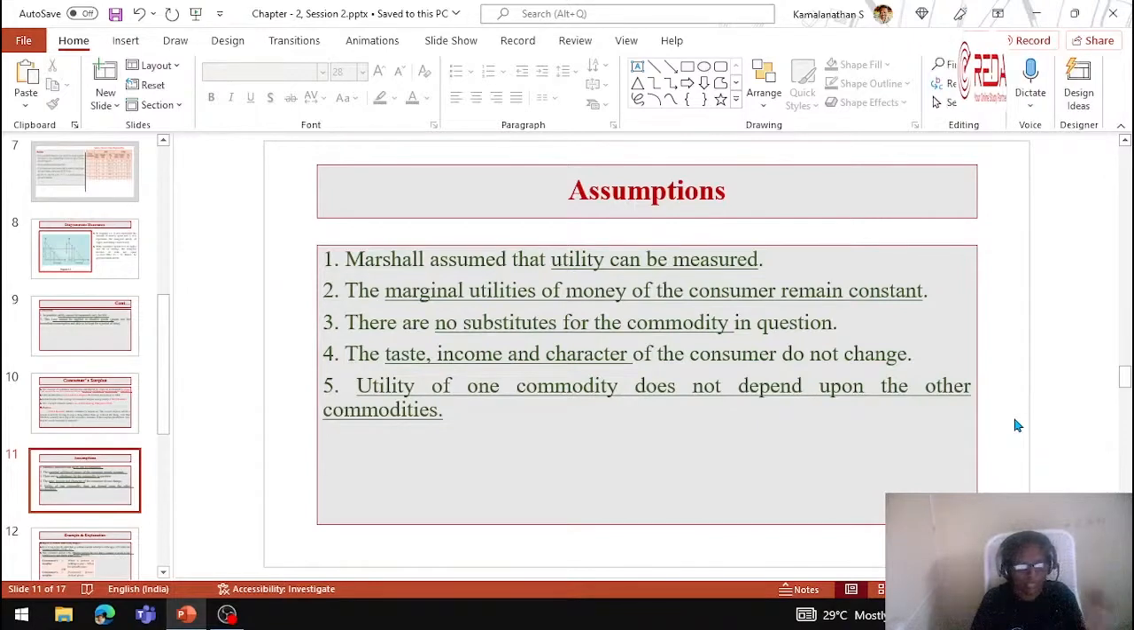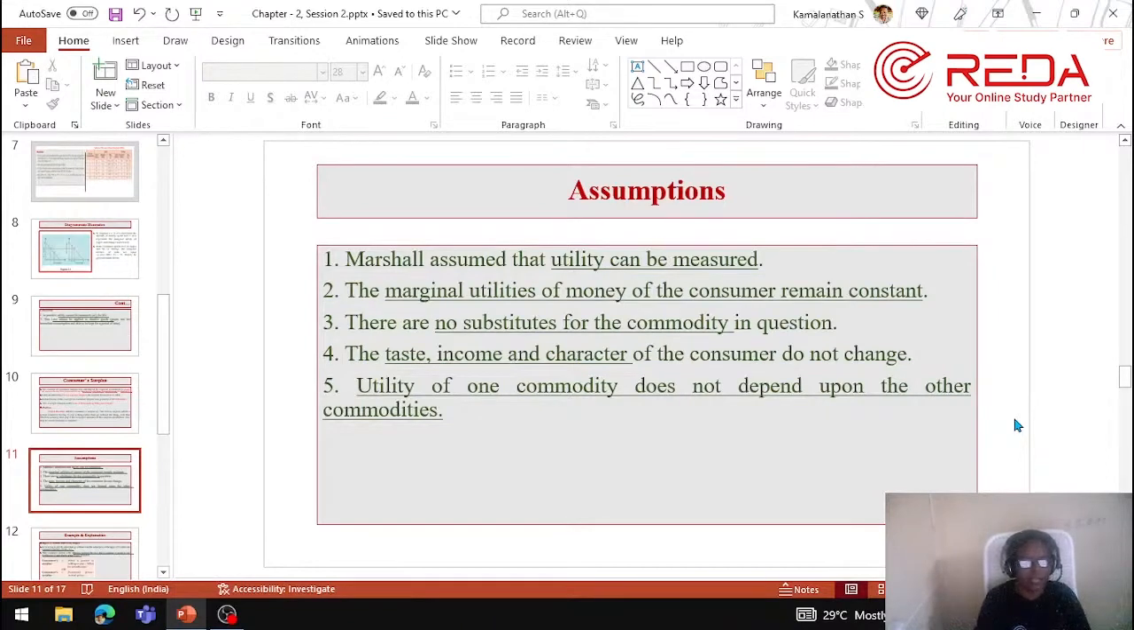That's why we have seen in the previous law that one of the main assumptions of the law is that perfect competition is applicable. Okay, what is perfect competition? N number of producers, n number of sellers, n number of consumers will be there in the market. So if that concept comes, what will happen? This assumption will not be a correct one. But anyway, Marshall is assuming that taste, income, and character of the consumer do not change.